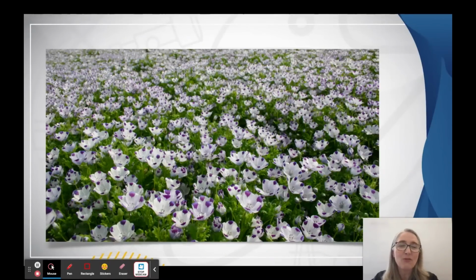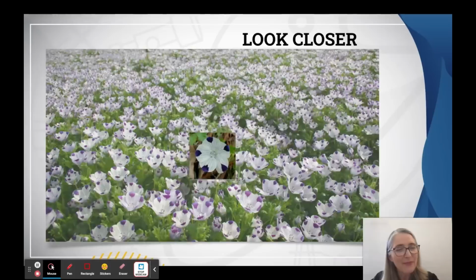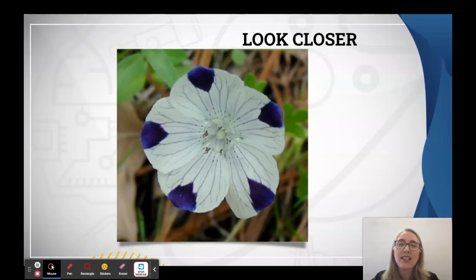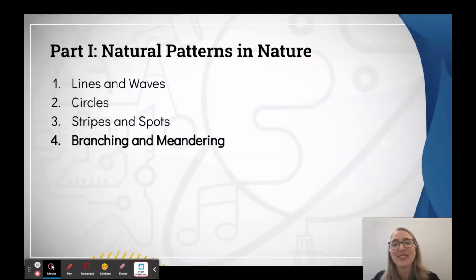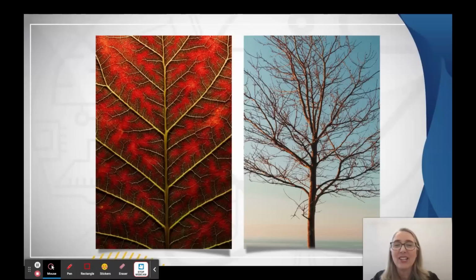So when I was out looking at flowers, all these white spots, these are all incredible flowers. But again, look closer. And as you look closer, you'll see in this California 5 spot, there are exactly 5 purple spots. Bonus, you've got all these lines on there too. Pretty cool, huh? We can also find branching and meandering going on in nature.